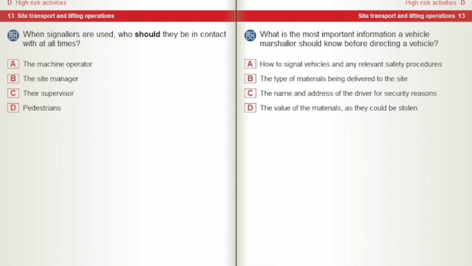When signallers are used, who should they be in contact with at all times? The machine operator, the site manager, their supervisor, pedestrians.